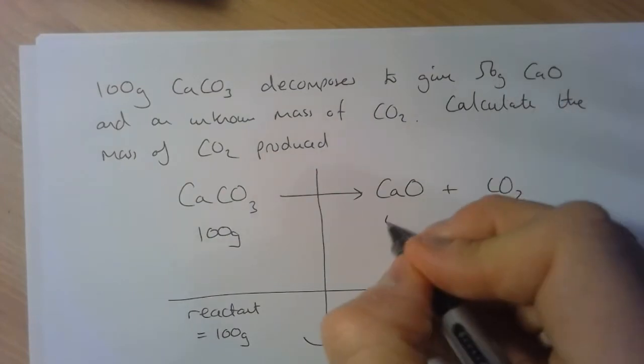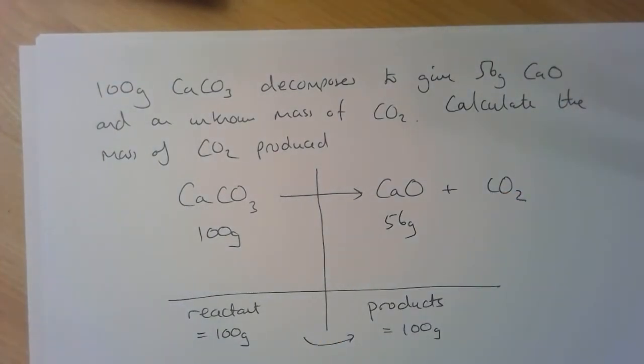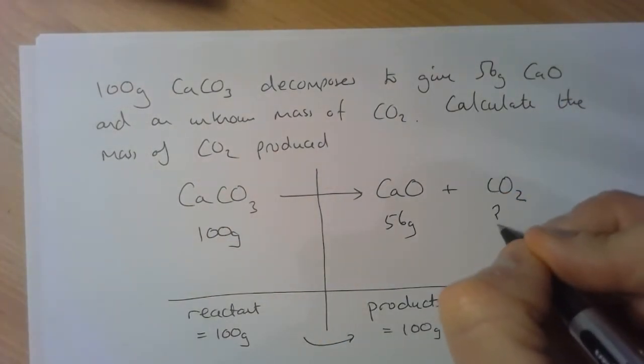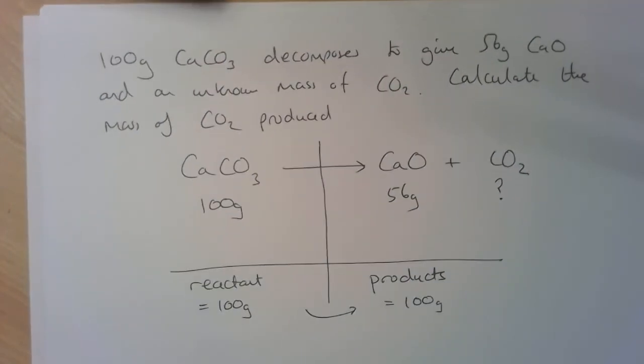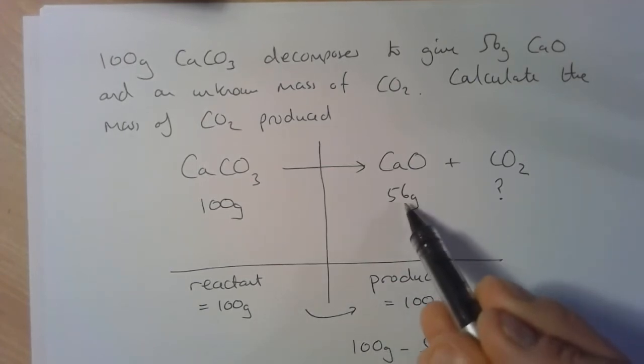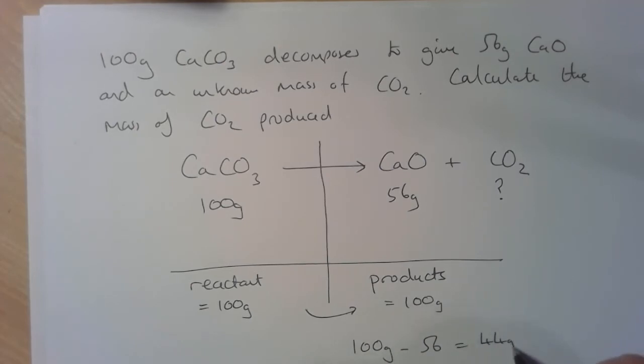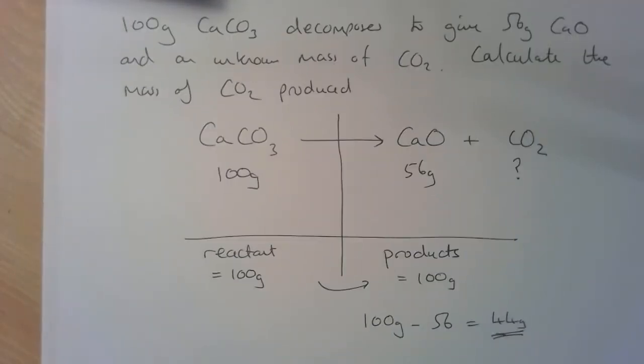We know also from the question that 56 grams of that is calcium oxide, and the one we're trying to find out is carbon dioxide. So that's going to be equal to 100 grams minus 56 over here. So 100 grams produced minus 56 equals 44 grams of carbon dioxide.